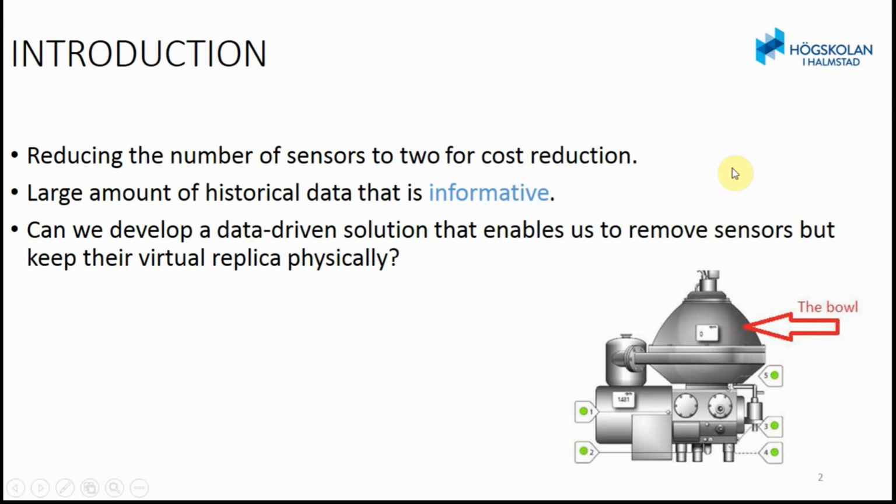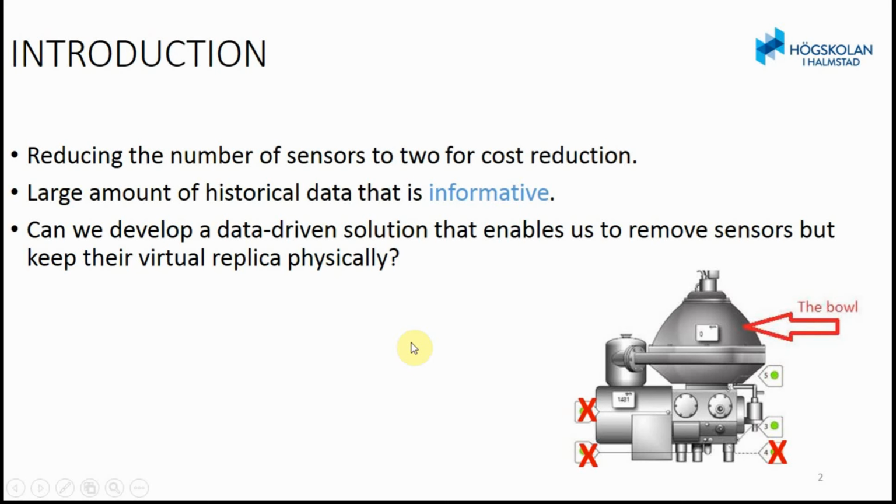Sensors are being used in different industries for anomaly detection and health monitoring. But sometimes the operation and maintenance of sensors are costly, so the company or industrial partner that produces high-speed separators wants to reduce the number of sensors from 5 to 2, as you can see in the picture.